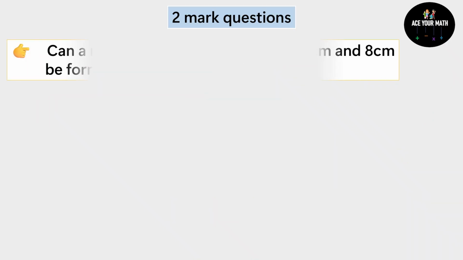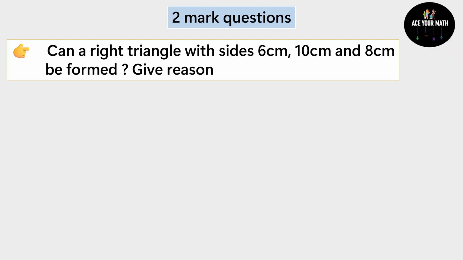Now see our next 2-mark question. Can a right triangle with sides 6 centimeter, 10 centimeter and 8 centimeters be formed? Give reason. So it means you need to form a triangle with sides 6, 8 and 10 and check whether it is a right triangle or not. Always keep in mind that the longest side is the hypotenuse.